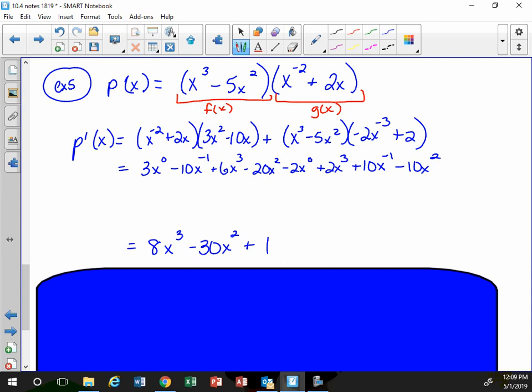Guys, once you do the first rule with the derivative, then it's just algebra. It's just multiplying, adding exponents, simplifying. That's good.